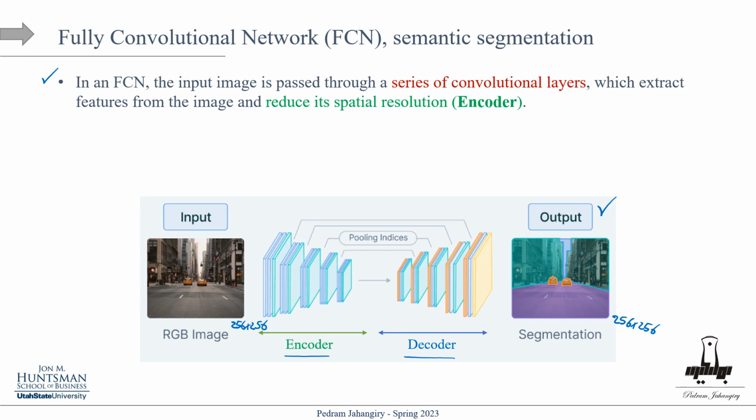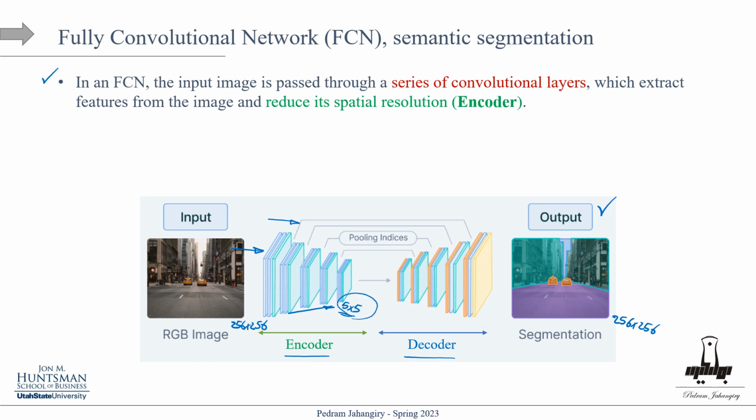In an FCN, the input image is passed through a series of convolutional layers, and we know that as we go deeper in the network, the spatial size is going to get reduced. So this is the encoding part. This encoder is going to extract features from the image and reduce its spatial resolution. So maybe from 256, if the network is very deep, we get something like 5 by 5. Then our job is to reshape it back to the original size.